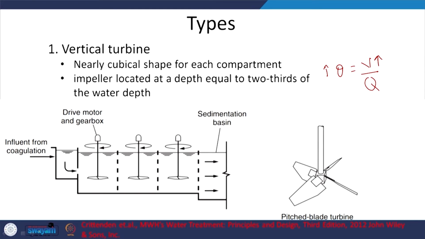So, typically a cubical shape where we have the vertical turbine, with the drive motor and such. The impeller is located at a depth equal to 2/3 of the water depth. So there is a gentle flow of water coming in, and then you are going to have gentle mixing out here, and then it's going out to the sedimentation basin. Here we are trying to form the flocks, with the vertical turbine.